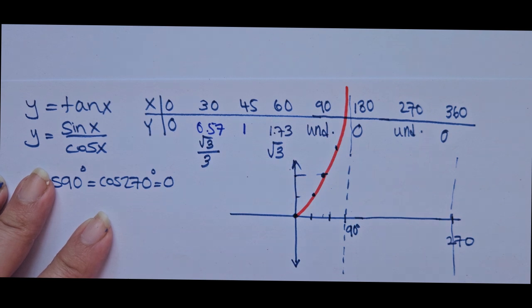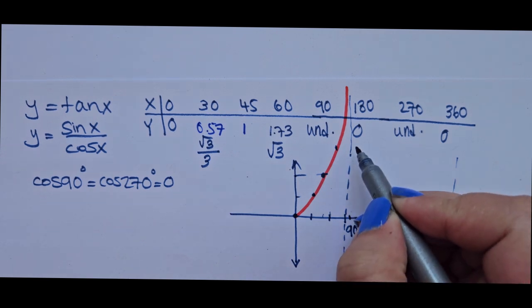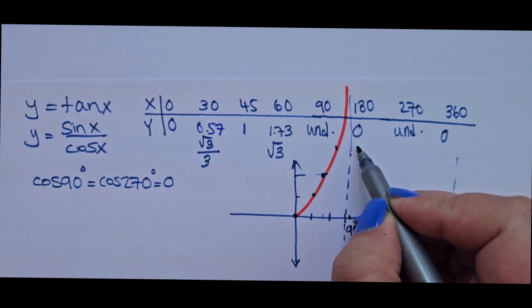Now let's do the rest. Here at 90, I don't have it. So 270, remember this is it. At 180, it's 0. So I need to see the values between 90 and 270. To give you an idea, let's find the value of tangent 91, right after this asymptote. The tangent of 91, let's say it's 1.6 something. So it is, let's say, 1.63.